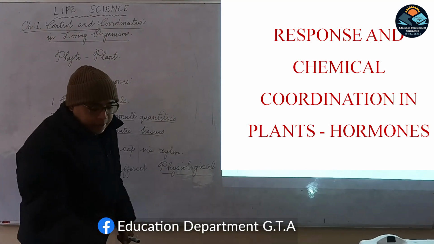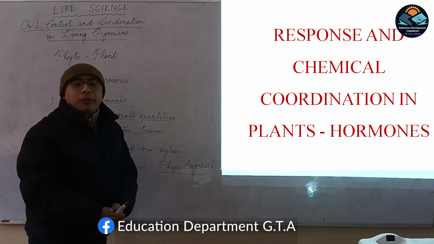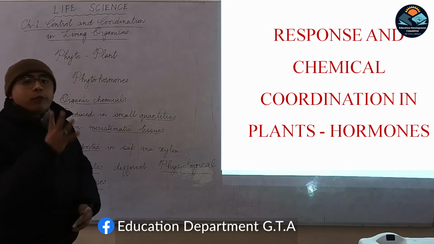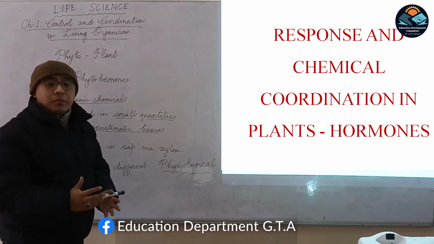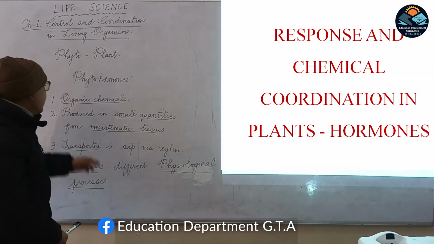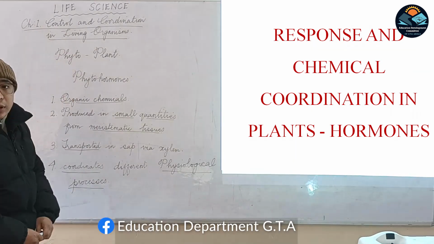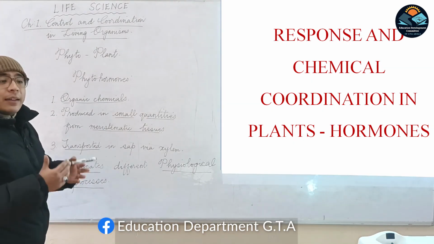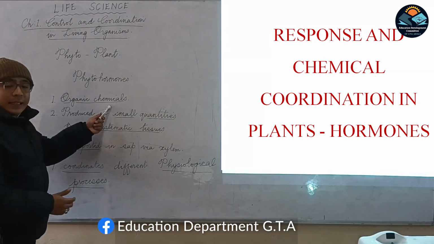So now let us first look at the definition of phytohormones. In order to learn the definition of phytohormones, there are 4 points that you need to keep in mind. The first point being that they are organic chemicals. Phytohormones are chemicals produced within the plant themselves, and they are organic chemicals.